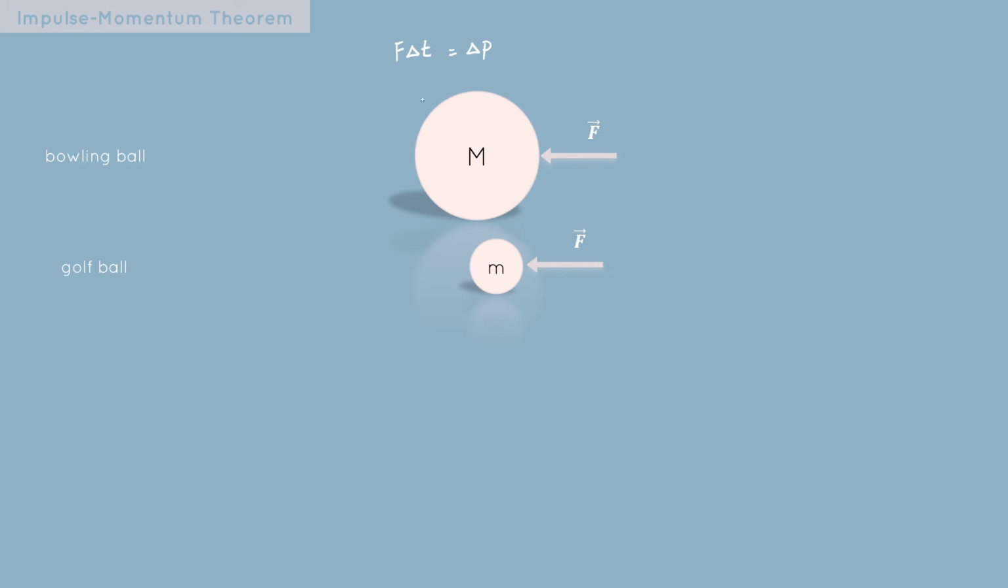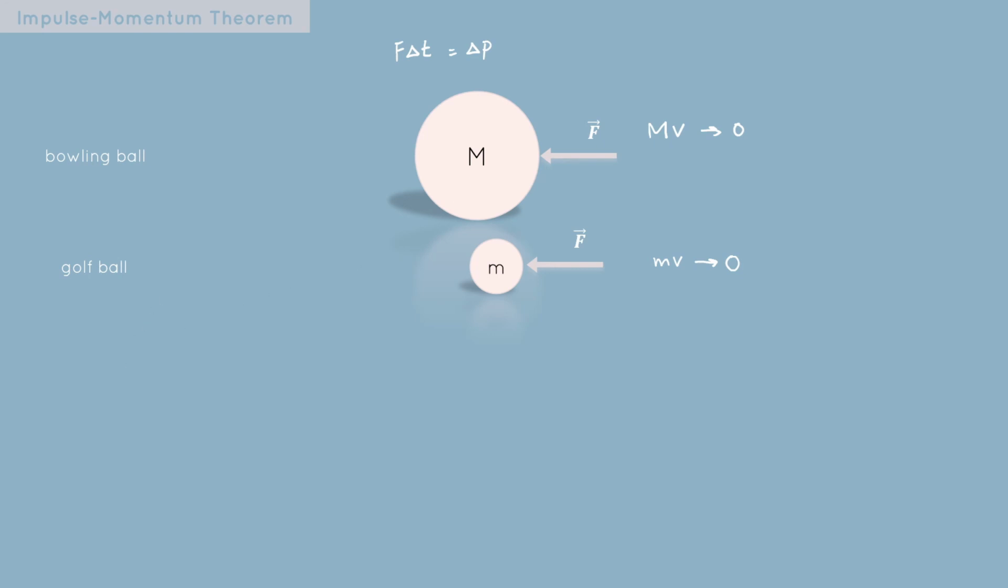Basically we want it to come to a stop, so we want the momentum for the bowling ball to change from mv to 0. For the golf ball, we only need to change from small mv to 0. So the change in momentum is greater for the bowling ball. Consequently, for the same force applied, it requires a larger time to come to a stop. This is consistent with our everyday experience.